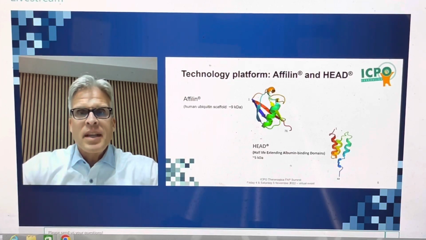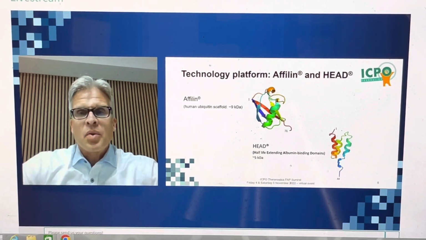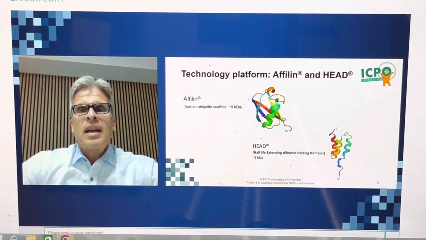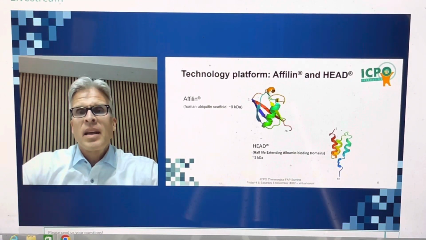So in terms of terminology, these are the two building blocks, modules we're using for the experiment. Our ephelin platform, essentially a ubiquitin scaffold, about 9 kilodaltons in size. Of course, we have extensive libraries. We modify surface residues to create ligands to all kinds of targets, and you can reach affinities of around, let's say, single-digit nanomolar affinities, or even lower, even picomolar affinities.